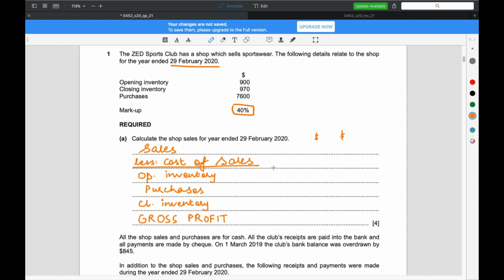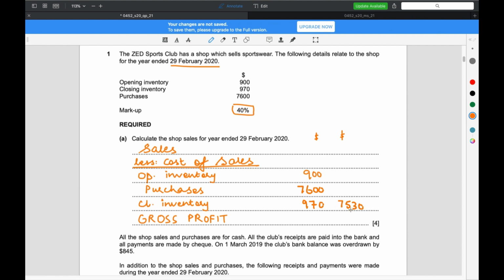The opening inventory is given to you, it's 900, so let's write that down. The purchases are actually 7,600. The closing inventory he's given you is 970, and that is going to make up your cost of sales, which is actually going to total to $7,530.